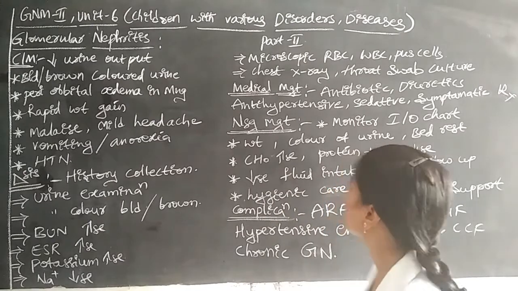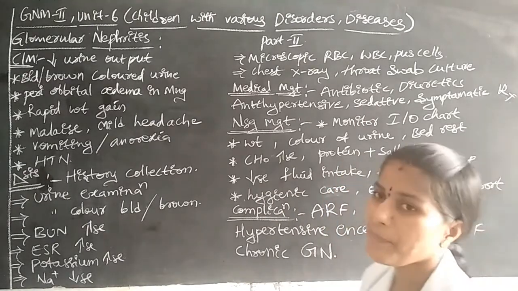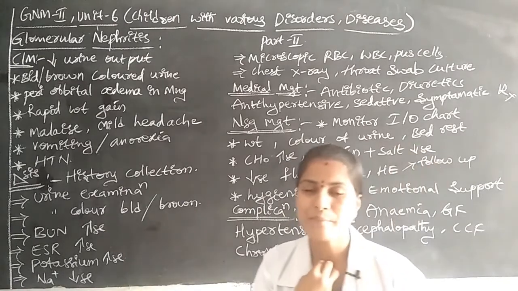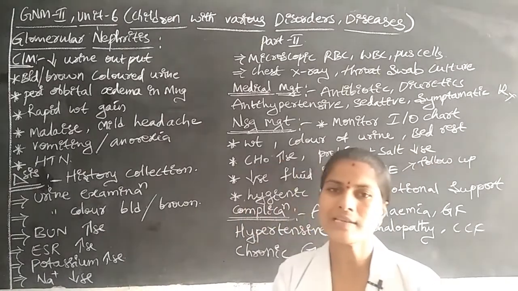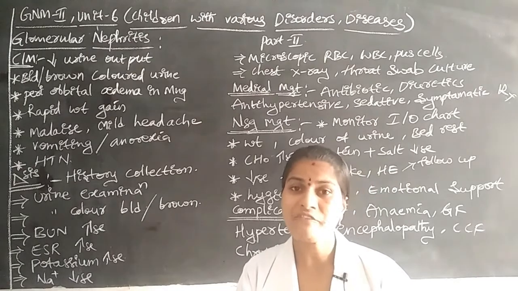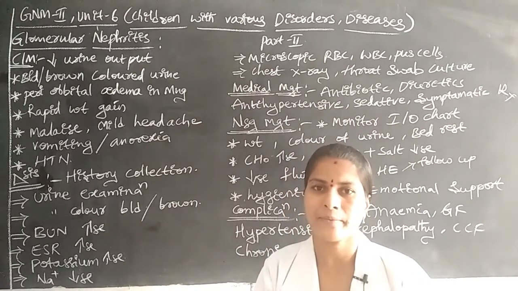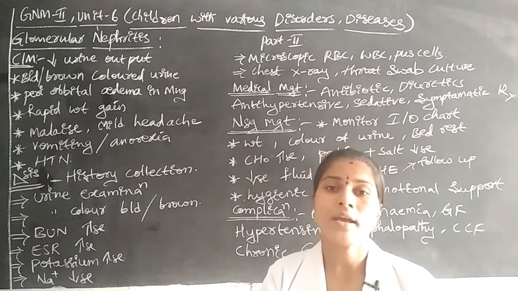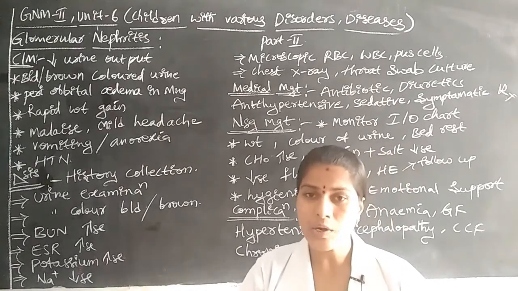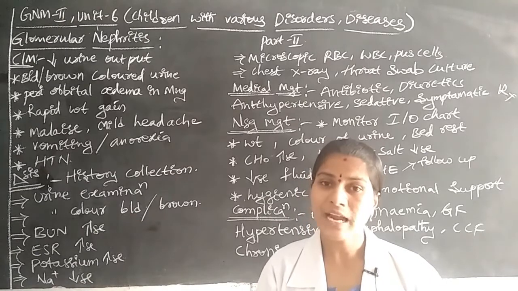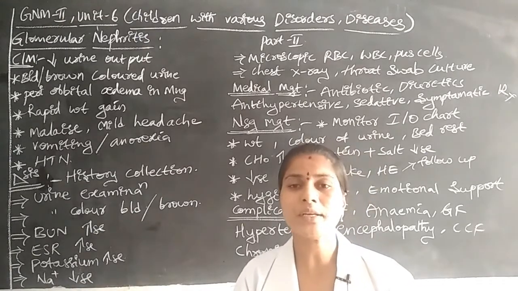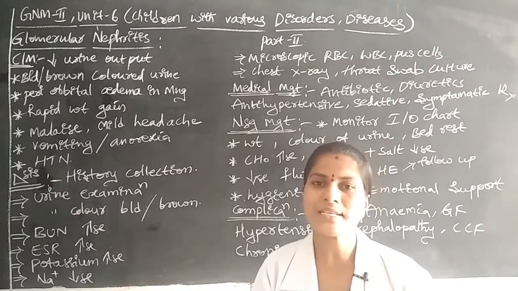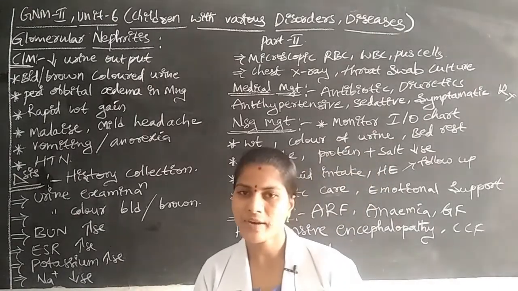Next is the throat swab culture. We collect some throat samples by doing the throat swab culture, to assess which microorganism is there, especially whether streptococci or other organisms are present. That will be identified by the throat swab culture. These are the diagnostic procedures regarding glomerular nephritis.